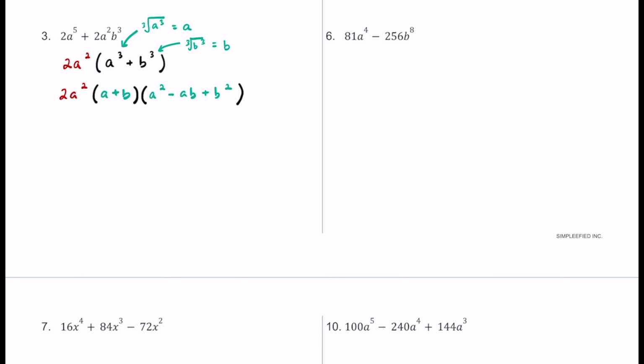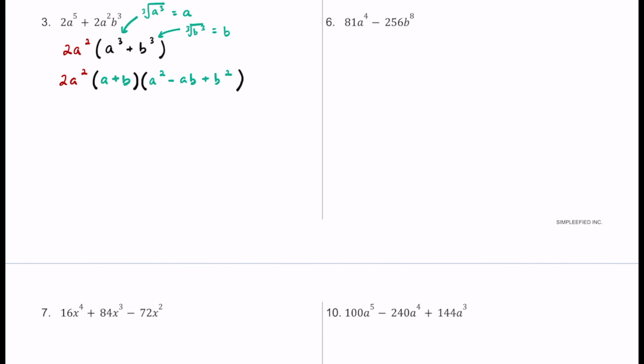Alrighty, for number 6, looks like we have a binomial here. We have a difference. So we have 81a to the 4th power minus 256b to the 8th power. Okay, so we're trying to see if there's any GCF here, but I don't think they have anything in common. They have different variables, and 81 and 256, I can't think of anything in common. Now, if you take a look at these actually, I think that they are pretty specific numbers here. So this one over here, this 81a to the 4th power, I believe that this is a perfect square, right?